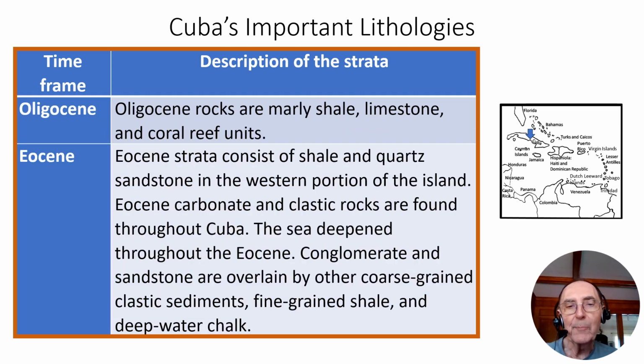Rocks of the Eocene epoch consist of shale and quartz sandstone in the western portion of the island. Eocene carbonate and clastic rocks are found throughout the island. You should know that the sea was deepening throughout the Eocene, so the waters were getting deeper during the Eocene epoch. Conglomerate and sandstone are overlain by other coarse-grained clastic sediments, as well as fine-grained shale and deep-water chalk. Oligocene rocks are mainly shale, limestone, and coral reef units.